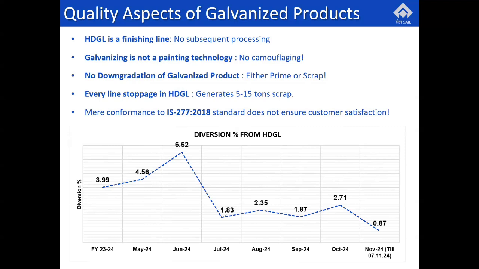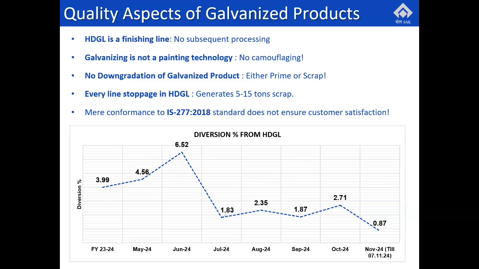Like I was telling, it is a continuous galvanizing line. So every stoppage of the line causes 5 to 15 tons of scrap generation, because the material inside the furnace and the material inside the zinc pot, we have to discard it after every stoppage. So depending on the thickness and width of the coil, around 5 to 15 tons of scrap is generated with every stoppage of line.